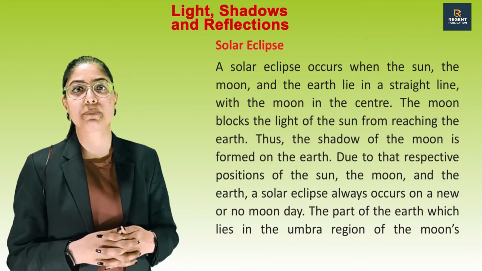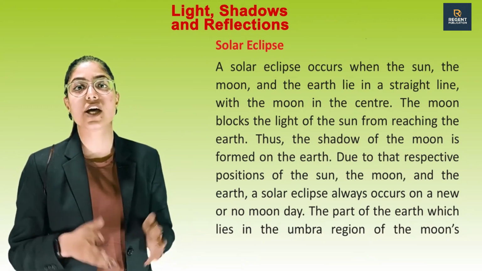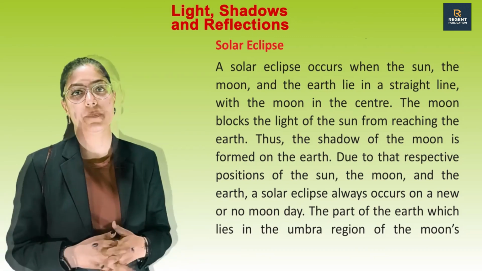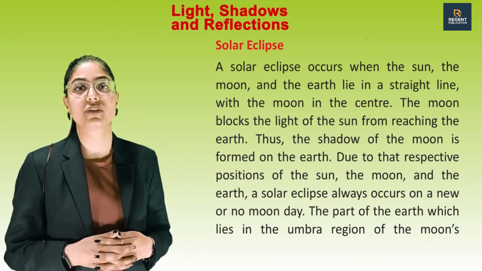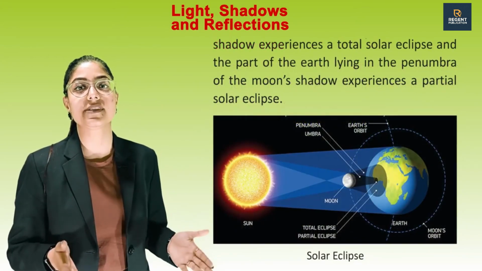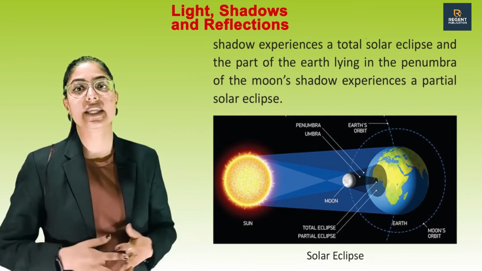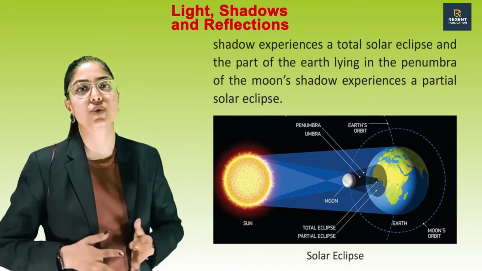Due to that respective position of the sun, the moon and the earth, a solar eclipse always occurs on a new or no moon day. The part of the earth which lies in the umbra region of the moon's shadow experiences a total solar eclipse, and the part of the earth that lies in the penumbra of the moon's shadow experiences a partial solar eclipse.